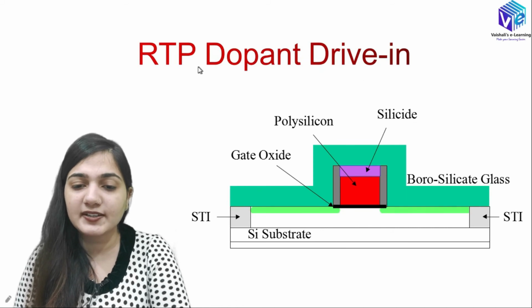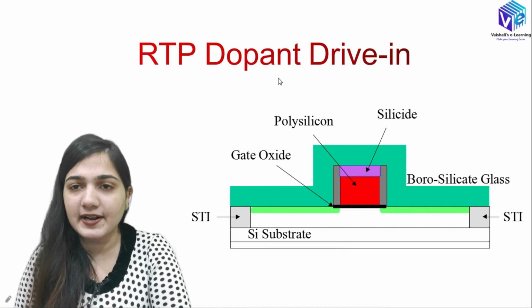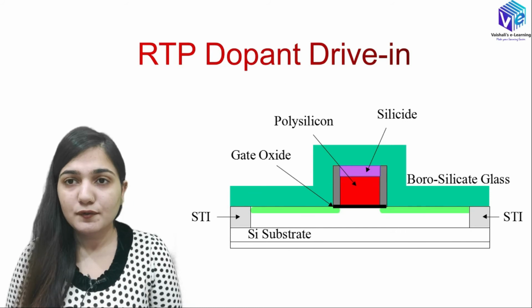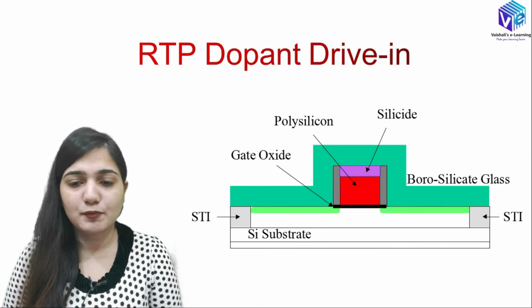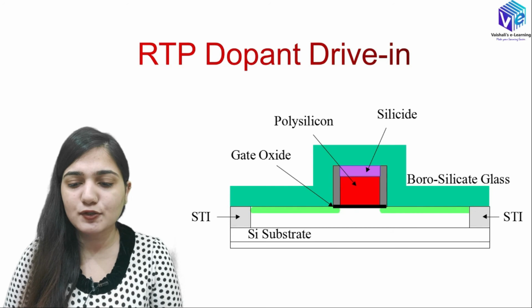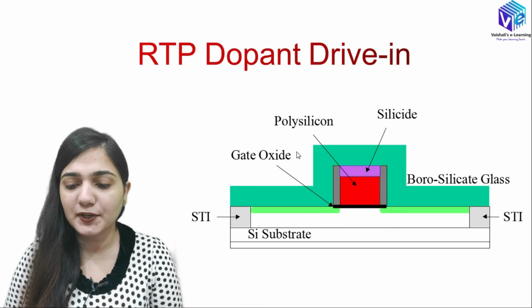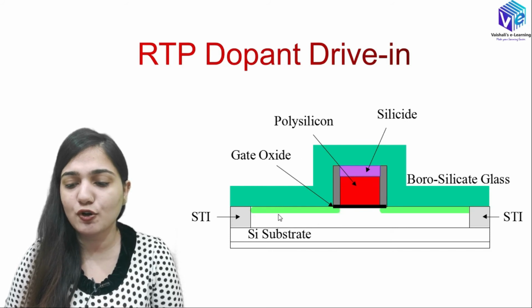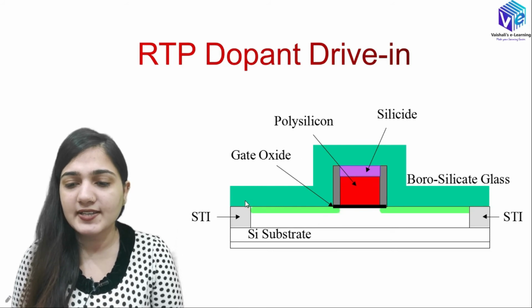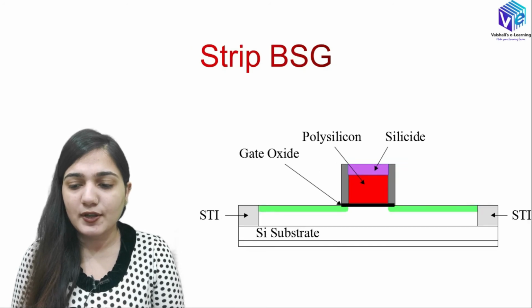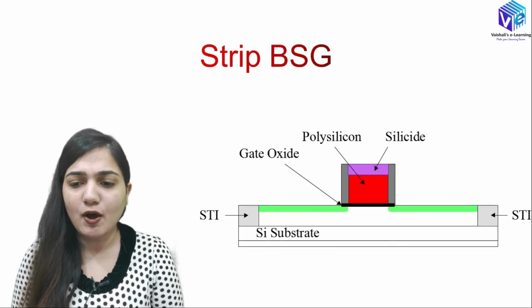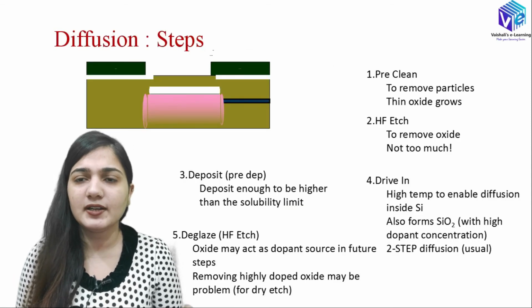Then we will have the rapid thermal dopant drive-in. We are using the rapid thermal process for the dopant drive-in. So now the dopant will be driven inside the silicon substrate and it will form the doped region here. So this doped region we have formed inside the silicon substrate. Now after that we will strip off the BSG layer, because now we don't require it, and after that again we will form a cleaned surface.